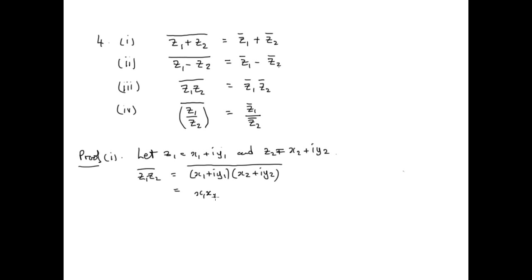x1 x2 minus y1 y2 is the real part of that product. You can check that. Plus i times x1 y2 plus y1 x2. It's the imaginary part. And we have to find the conjugate of that. So that'll be x1 x2 minus y1 y2. Real part is the same. And we make the imaginary part the negative of that. And I'm going to multiply out the brackets here, if you like. Get rid of the brackets. So it's minus i x1 y2 minus i y1 x2.